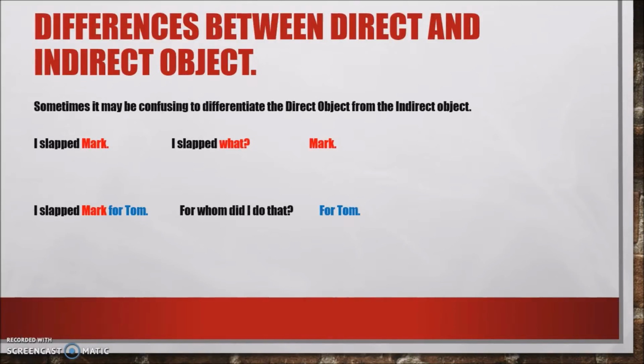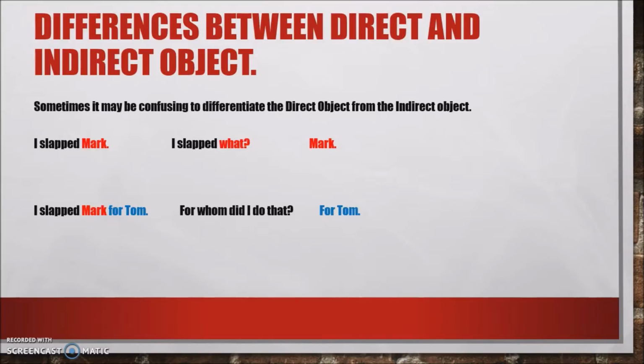Now, the difference between direct and indirect object. Sometimes it may be confusing to differentiate the direct object from the indirect object. For example, I slapped Mark. I slapped what? Mark. Mark is the direct object. Why? Because it answers what? Even if it seems that it answers to whom? No, because it's the direct receiver of the action.